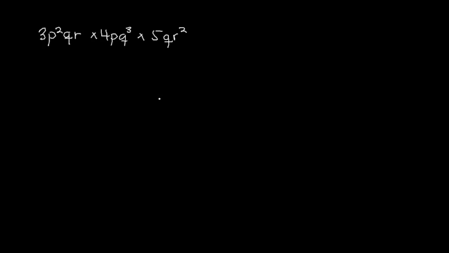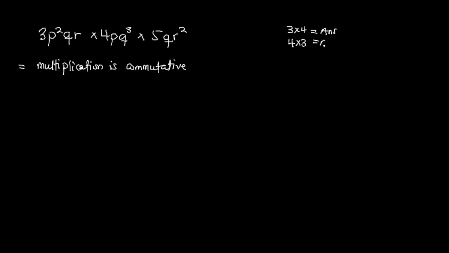Now there are so many ways you can do this. It depends on you. Now there is something we call multiplication is commutative. That is one of the properties of multiplication. This simply means that if you have 3 multiplied by 4 and you write 4 multiplied by 3, you are still going to get the same answer, which is 12, by the way. So it doesn't matter how you rearrange it, you're still going to get the same answer.